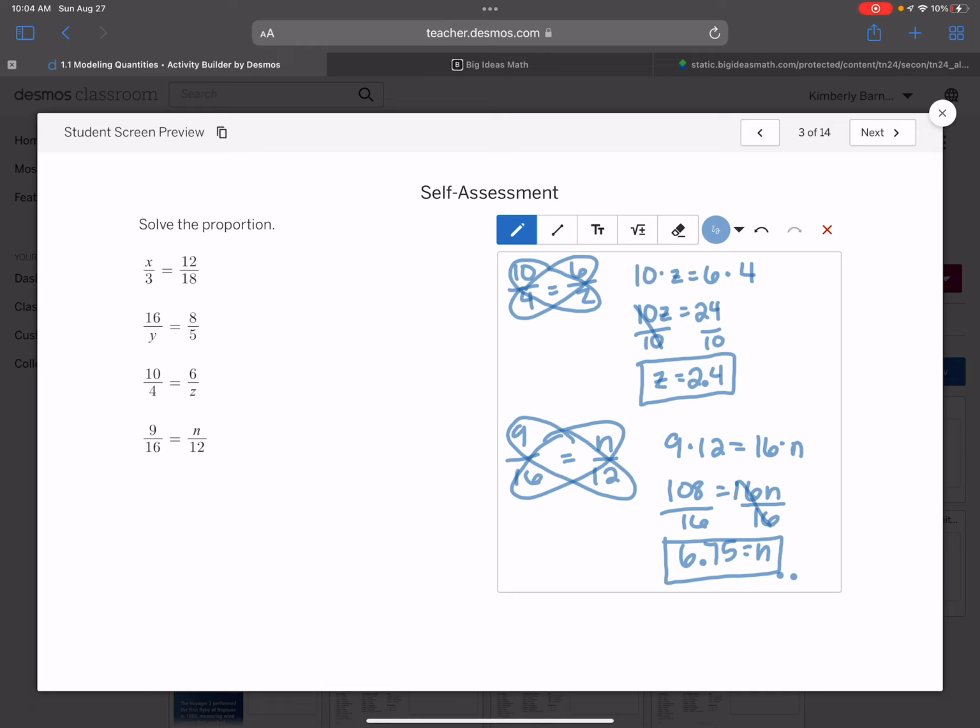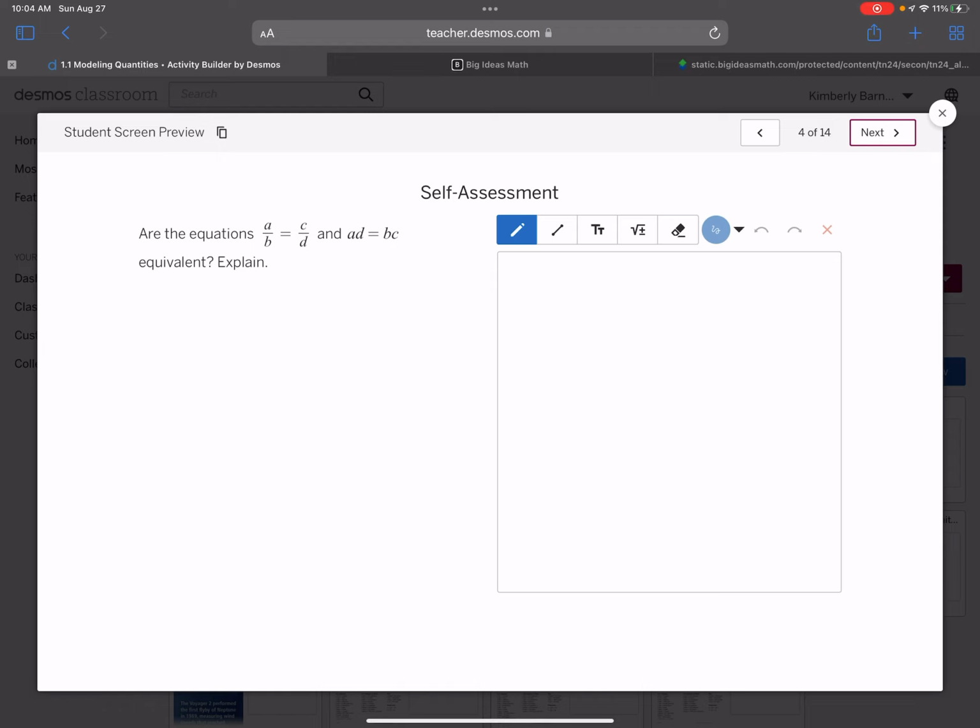All right, moving forward. The next self-assessment problem I actually want to talk about with you guys. So we have the equations A over B equals C over D and AD equals BC. And they're asking, are they equivalent? And so what you guys know is that we can butterfly method, right? And we get A times D equals B times C. And so that does match this.